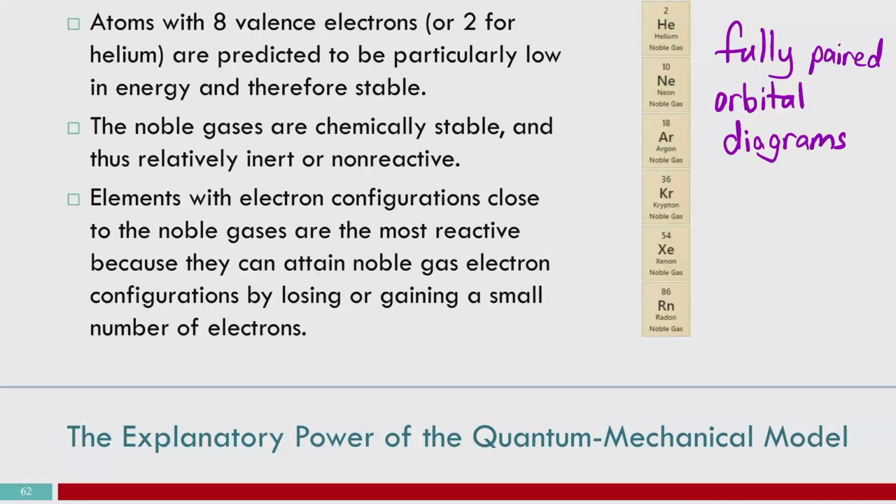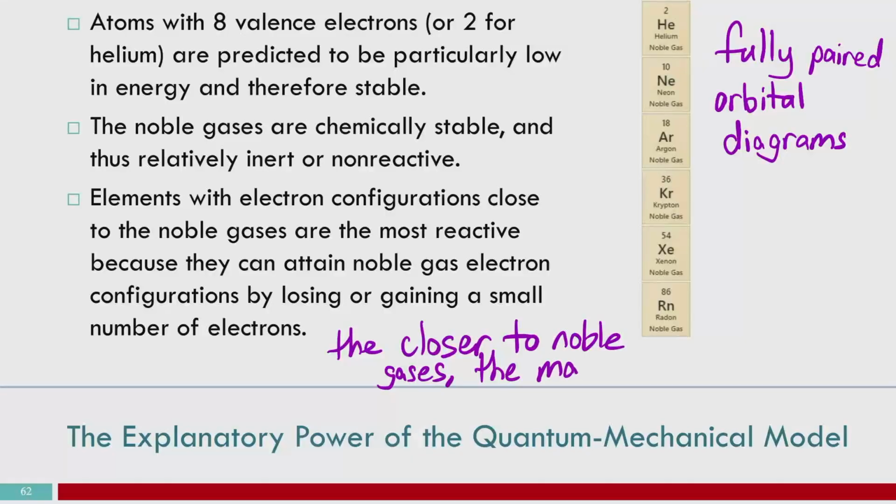And the reason that we're starting with noble gases is because elements with electron configurations close to the noble gases are the most reactive. The closer to noble gases, the more reactive. So if you're just one column off, our halogens are one to the left, they're one short, and our alkali metals are one to the right, and then it flips around. They're one to the right, so they've got one extra electron.